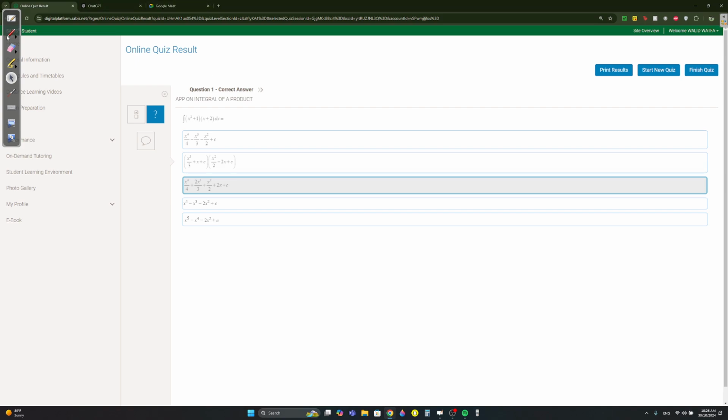Let's start. Integral x squared plus 1 times x plus 2 dx. How do you integrate this? Remember, when you have two binomials, you have to FOIL it. Let's FOIL it and distribute. X squared times x is x cubed. X squared times 2x is 2x squared. 1 times x is x. 1 times 2 is 2. And don't forget the dx.